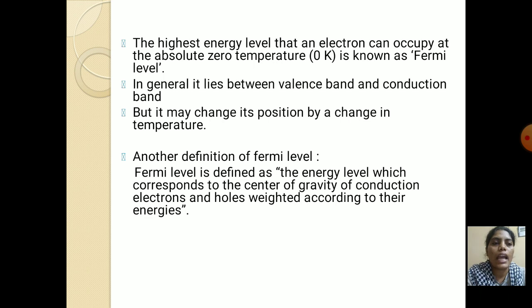Here is another definition of Fermi level. It is defined as the energy level which corresponds to the center of gravity of conduction electrons and holes, which are weighted according to their energies. Where the weight of electrons and holes is high, the Fermi level is represented there. So it is the center of gravity of conduction electrons and holes weighted according to their energies.